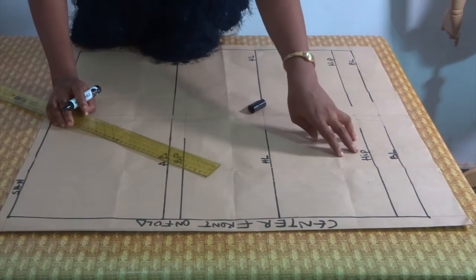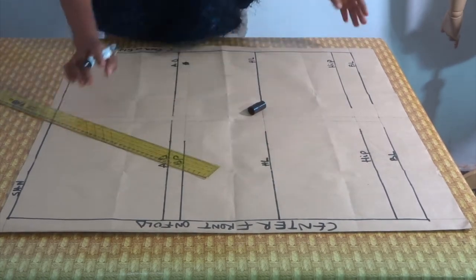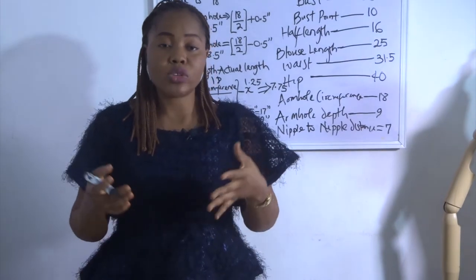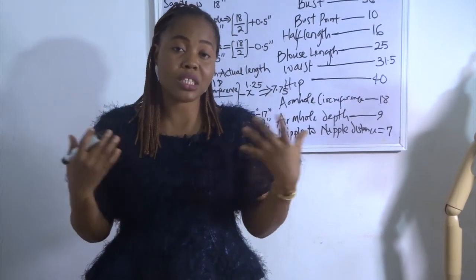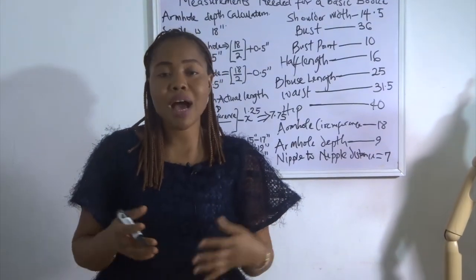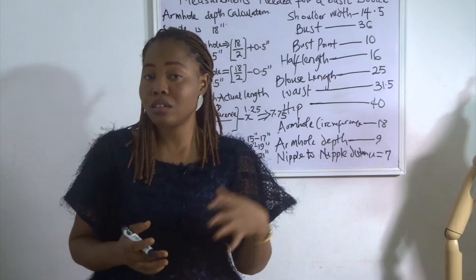Now this area that I label hip, the hip is usually around 8 inches, or 7.5 for short or petite women, 7 inches to around 8, or a maximum of 9 for people that are quite tall.